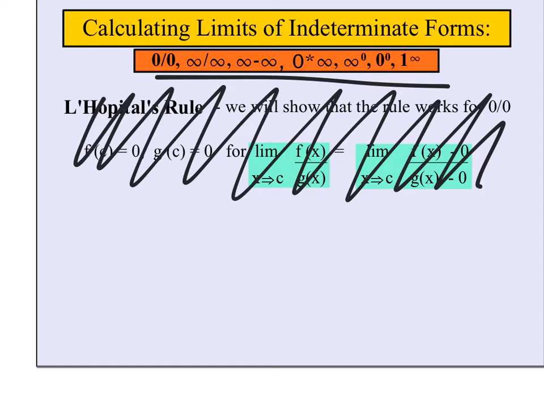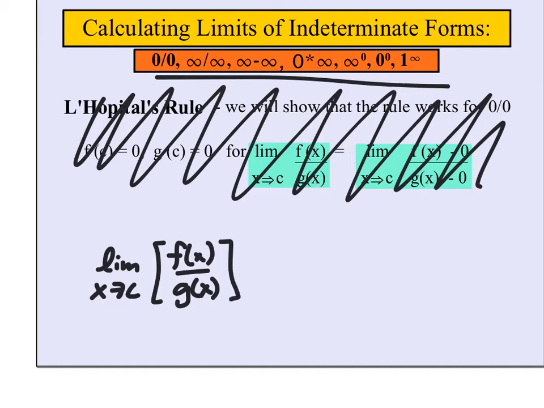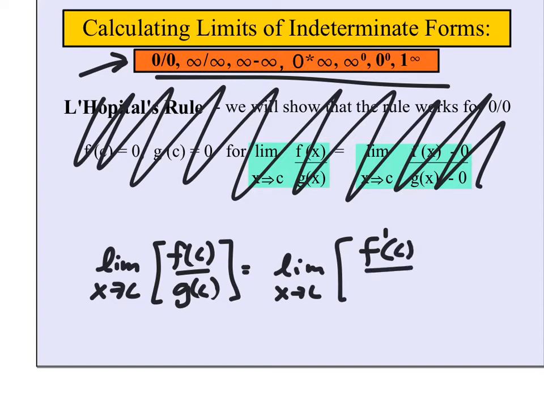Okay, and so what L'Hopital's Rule says basically is that if you have a limit as x goes to some value, let's call it c, of f of x over g of x, assuming you can get this limit into this form, f of x over g of x, equals any one of these up here, then this would be the same as the limit as x goes to c of f prime of x over g prime of x, which at c would be f prime of c over g prime of c.